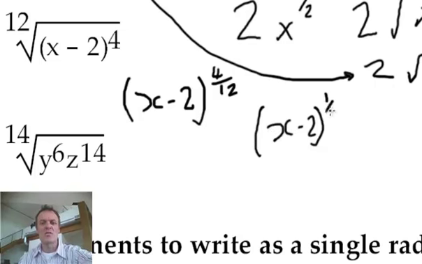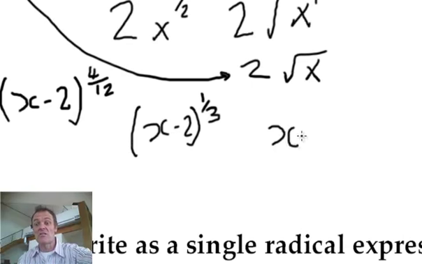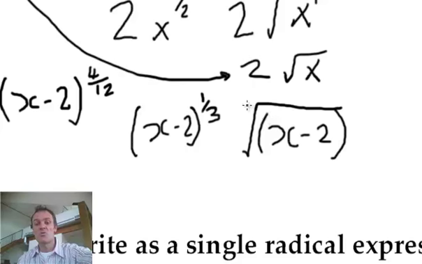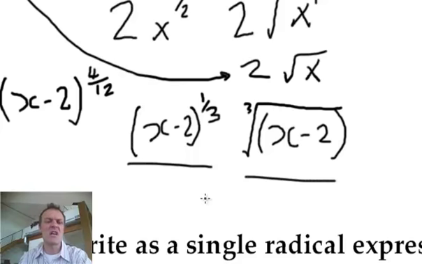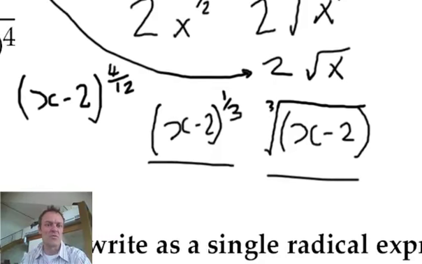To the 1/3. So there it is in rational exponent form. I suppose if I wanted it in radical, it's an x minus 2, and that is just being cube rooted. So there's the 3. Cube rooted. Either way, that's in rational exponent form, that's in radical form. So again, you're just changing these to fractions, reducing the fraction if you want to.